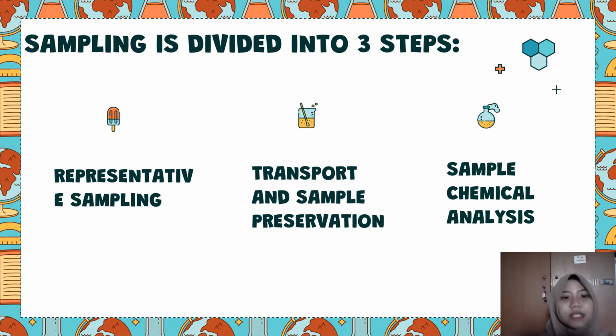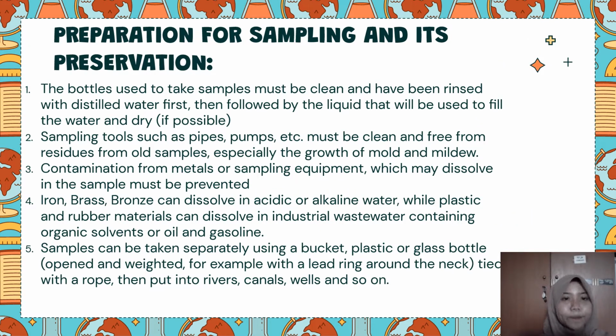Okay, sampling is divided into three steps. One, representative sampling. Two, transport and sample preservation. And three, sample chemical analysis. Preparation for sampling and its preservation.